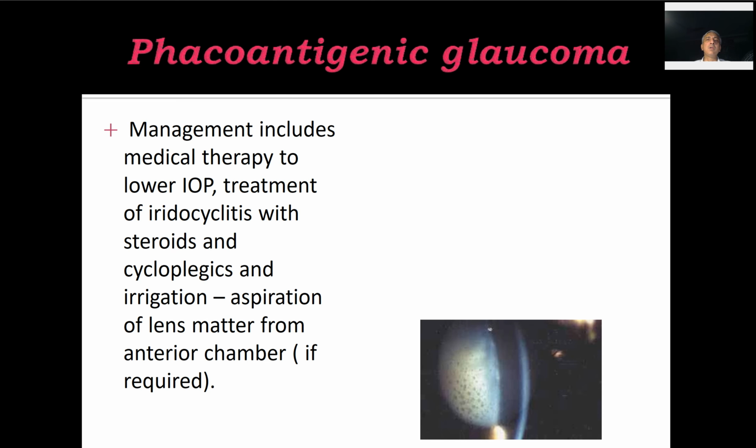So medical management includes therapy to lower intraocular pressure, treatment of iridocyclitis with steroids, and cycloplegics to prevent formation of synechiae, followed by irrigation aspiration of the lens matter from the anterior chamber if required. Here you can see the anterior chamber, and this is the antigen-antibody reaction. Here you can see mutton fat keratic precipitates on the posterior surface of the endothelium.